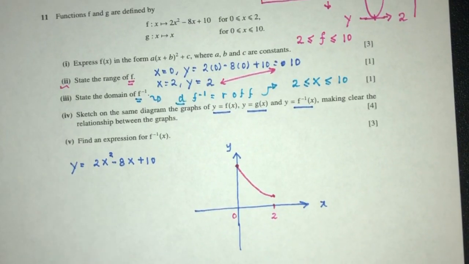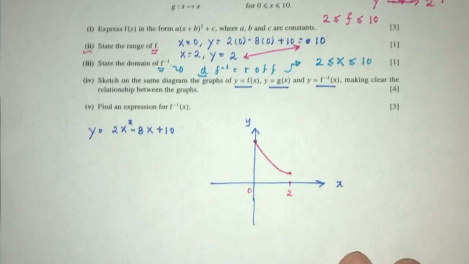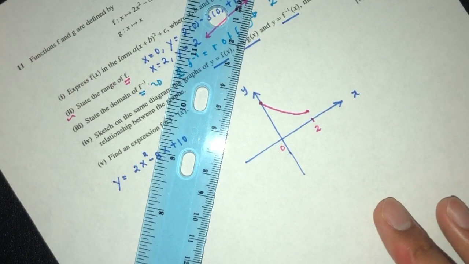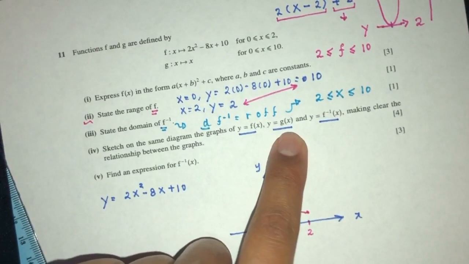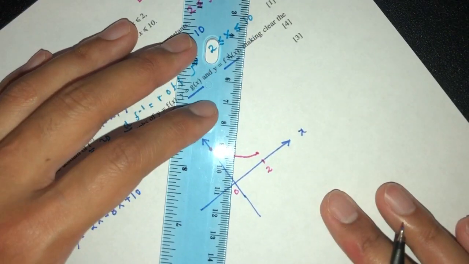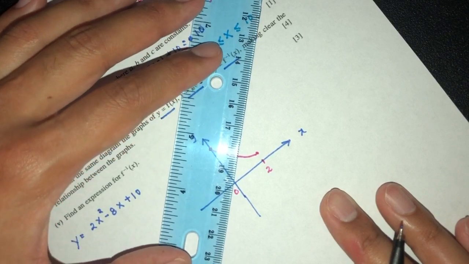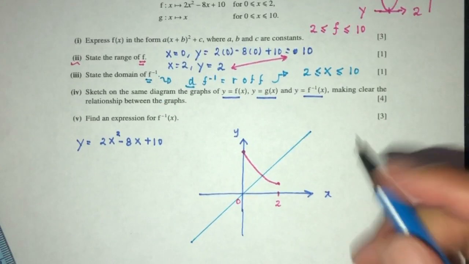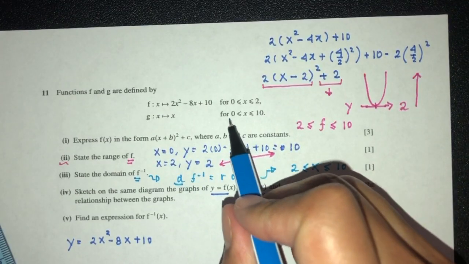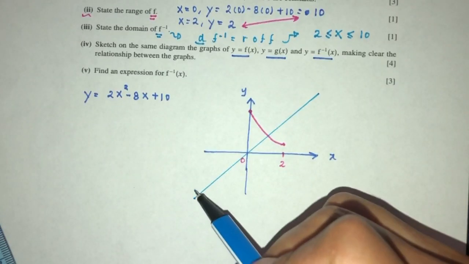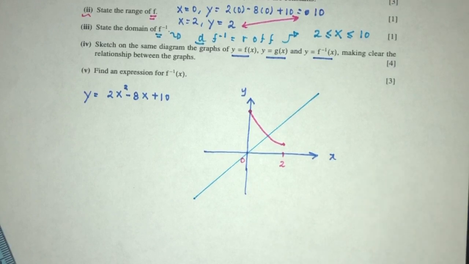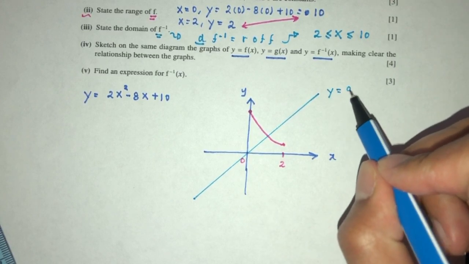It is a minimum curve, right? Because the coefficient is positive, it will have a minimum shape. Now this is the graph of y equal to f of x. Now we understand the graph of g of x is just x, which is y equal to x. That will be a line passing exactly right here. That will be between the value of 0 and 10. So we have to continue until 10, if that makes sense, right? That will be y equal to g of x.